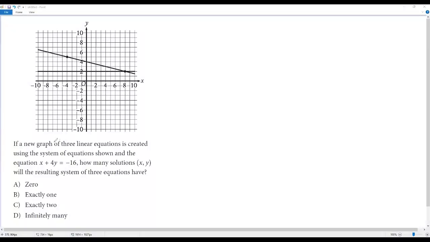Here we have a SAT math question. There is an XY plane given over here. In this XY plane, we have two lines. One is over here and the other one is a horizontal line passing through the value 2 on the y-axis. Okay, now let's go to the information here.